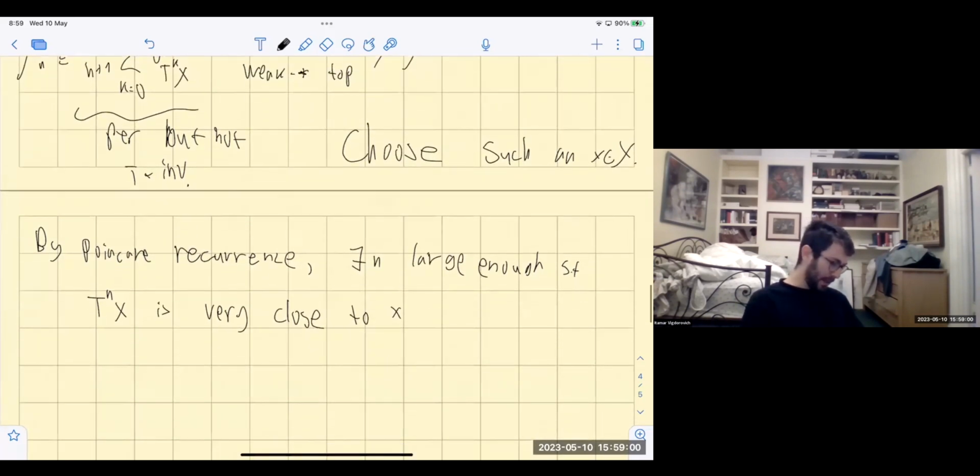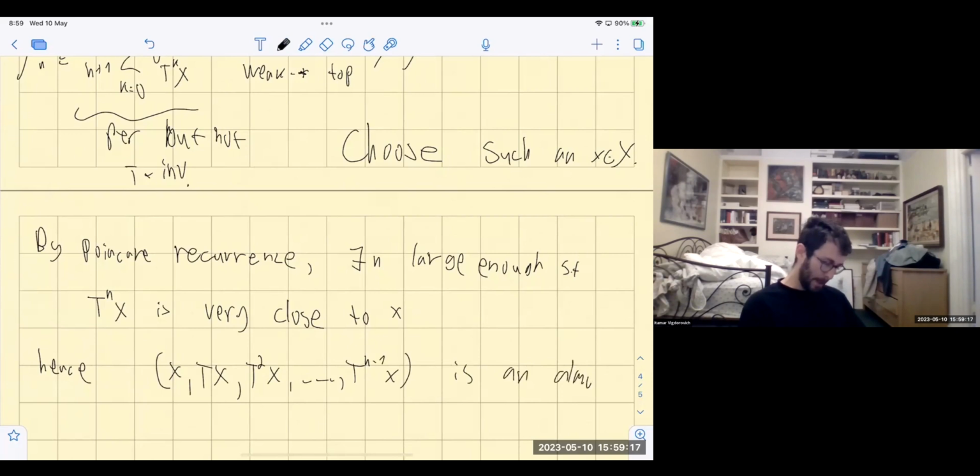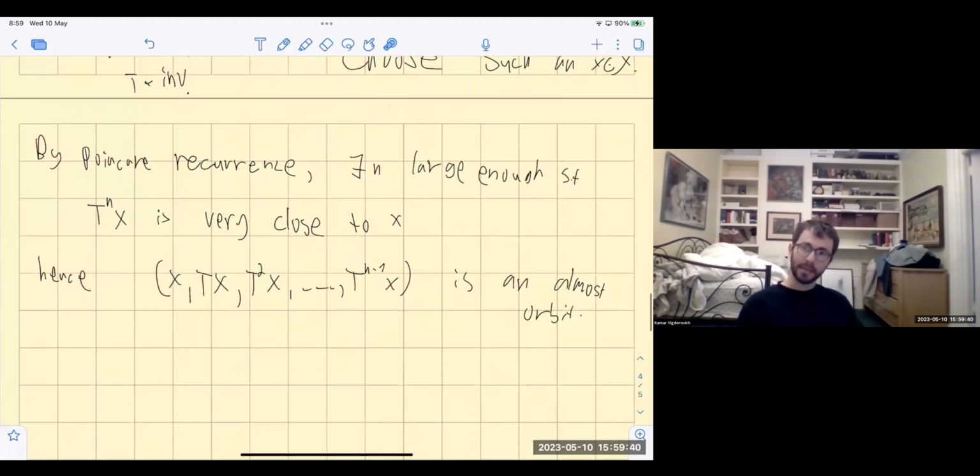So now what does it mean? Hence x, Tx, T squared x, up to T^(n-1) x is an almost orbit. Because to be an almost orbit means that this point, when I iterate with T, should be close to where it should be. But here it acts exactly like an orbit all the way, and just at the last point, instead of going back to x, it goes back to a point which is almost x. So this is a delta almost orbit.